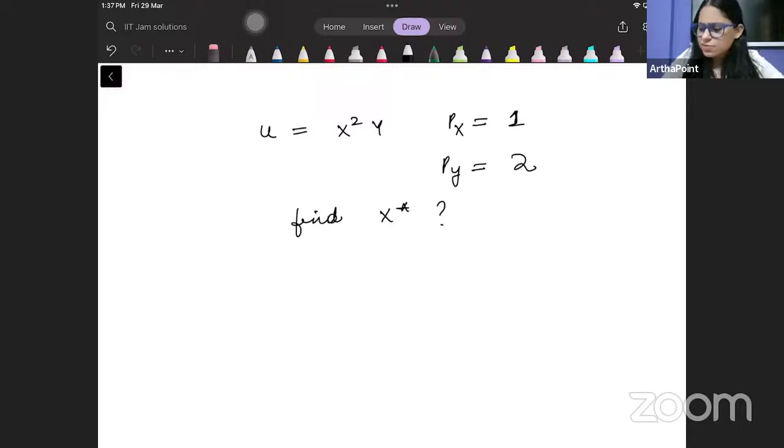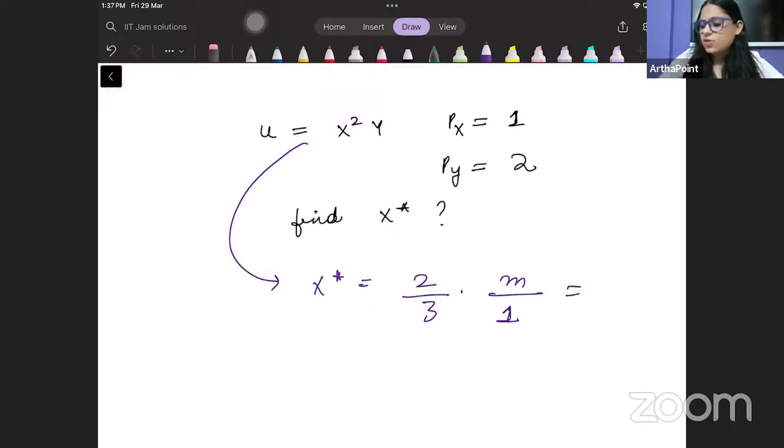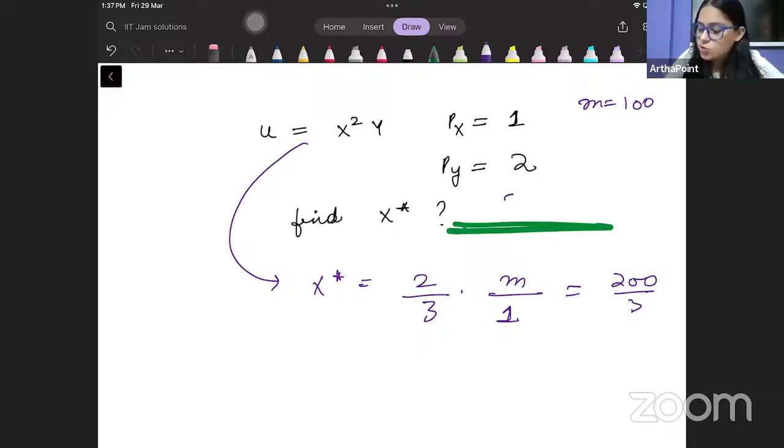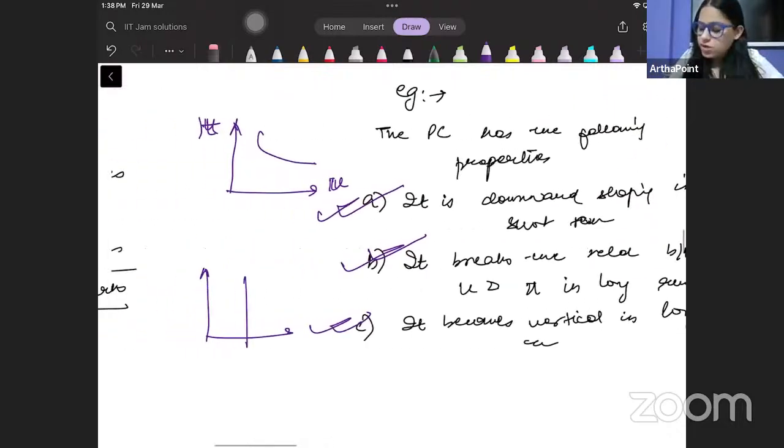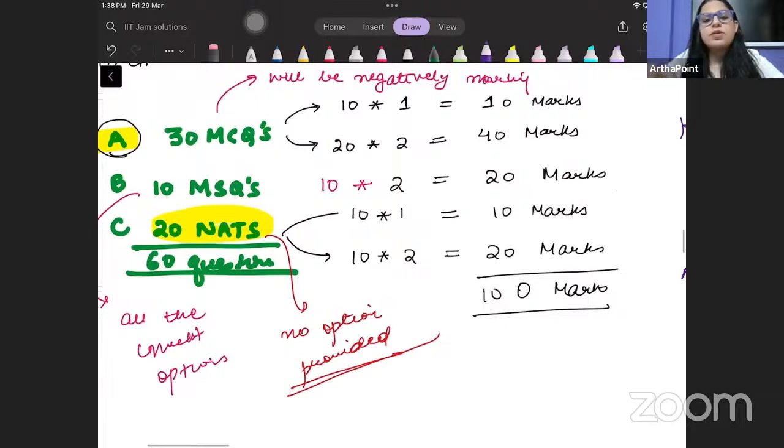And this is very, very simple. We know that the equilibrium x star will be 2 by 3 into income by price of good x. I also give you some income, right? So we know that this will be 200 by 3. So in NAT questions, they will just give you a dash here, and they will ask you to fill this blank. They will ask you to fill this up with some information, right? They will not give you any option whatsoever in the NAT question.